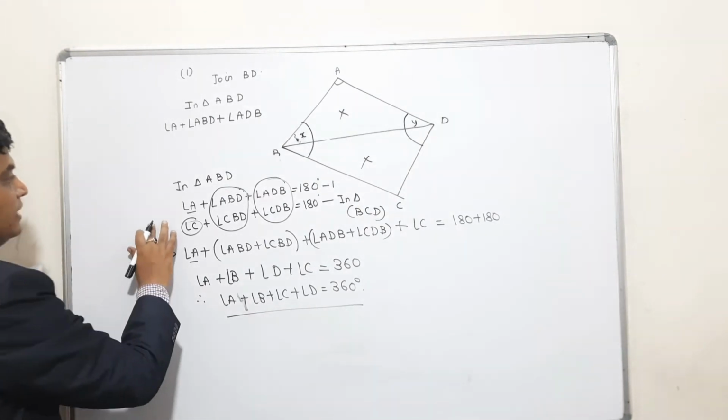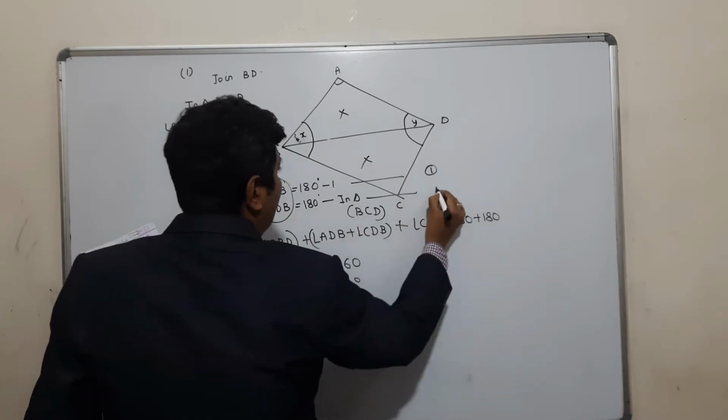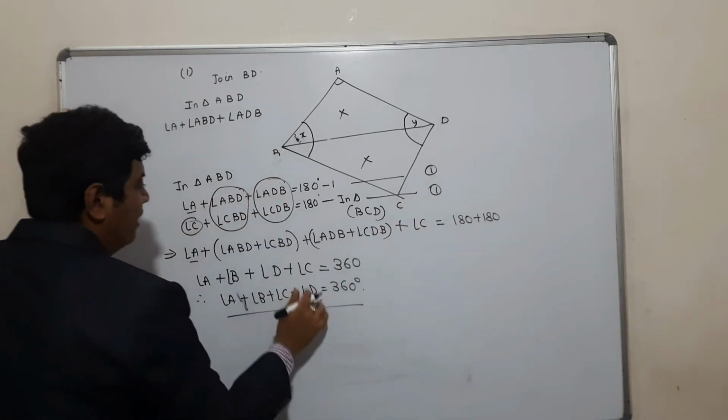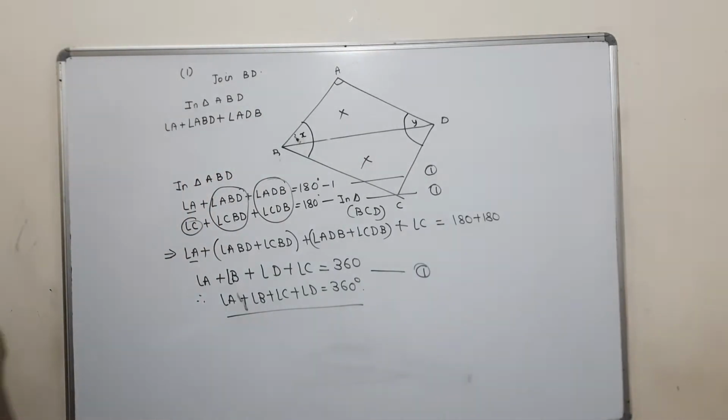So if you write this one step, one triangle, you will get 1 mark. Second triangle, you will get 1 mark. And when you add both of them and you do this, you get 1 mark. So this is your 3-mark question. Okay?